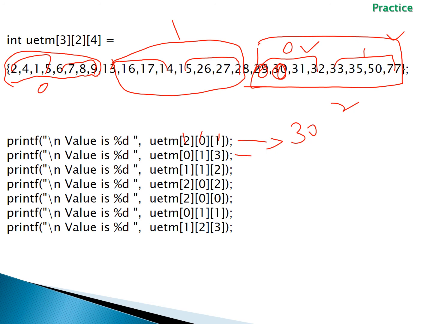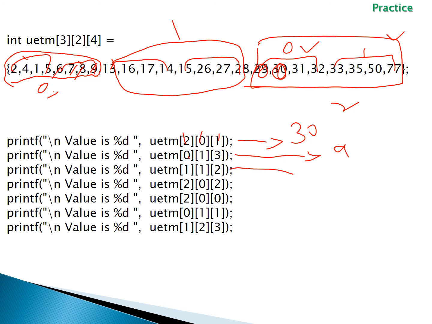What will be the output of this one? You guess. So for 0, this one is 0. For 1, this is subgroup 0, subgroup 1, and for 3, that is 1, 2, 3, 4, so the output is 9.